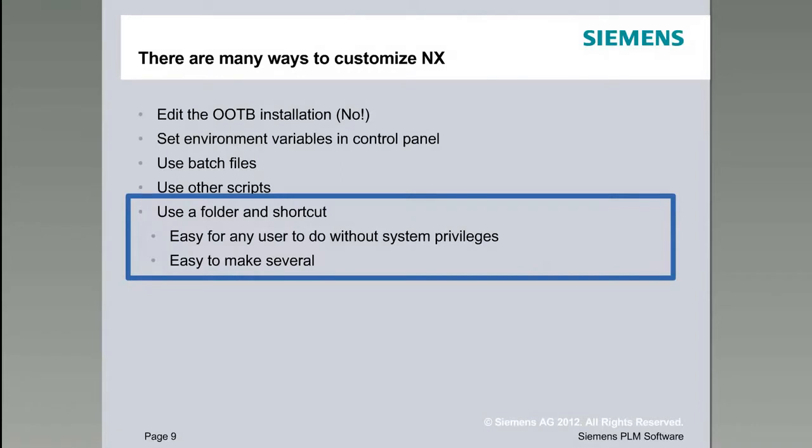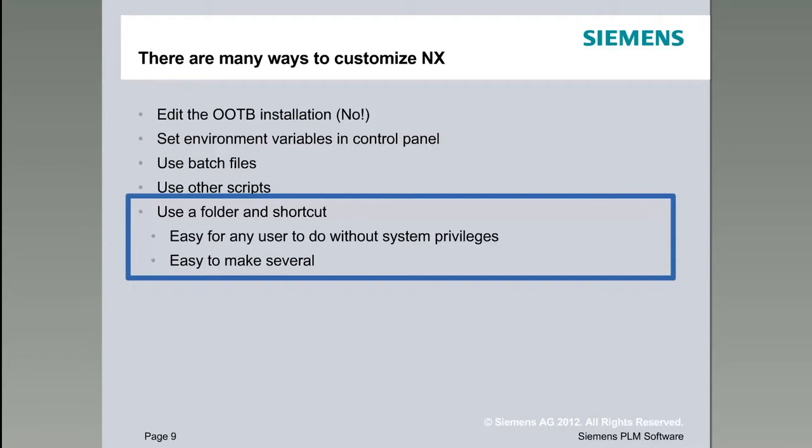So before we start customizing, we need to mention there are several ways to customize NX. And I'm going to mention a few of them. One is you can just install it and then start changing the out-of-the-box installation. That's not recommended for a lot of reasons. You can set up environment variables in the control panel. That also has some downfalls. You can use batch files or you can use scripts. These actually work really well. There's an NX custom program out there. There's several ways to do this. Fairly elaborate. And if you're going to manage customization for an entire company, I think you should look into these.